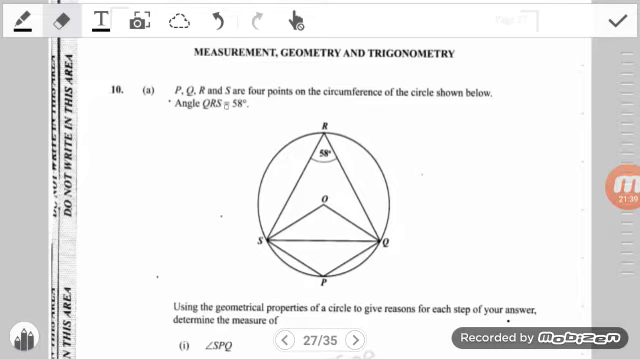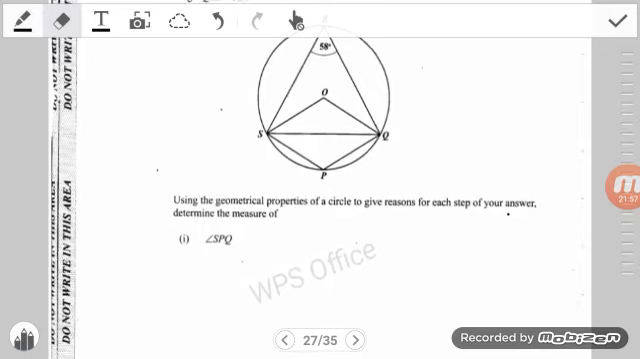We also recognize here that the angle QRS is 58. So angle QRS, remember that when an angle is named with 3 letters, the angle is located at the letter that is in the middle. Hence why the 58 degrees is right here. Our first question here is to use geometrical properties of a circle to give reasons for each step of your answer. And by doing that, you are to determine the value of the angle SPQ.